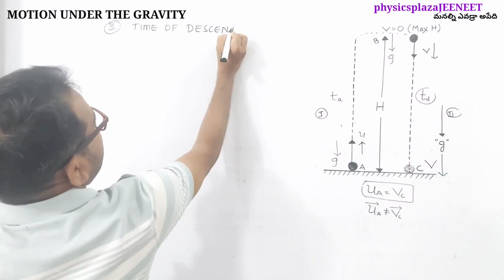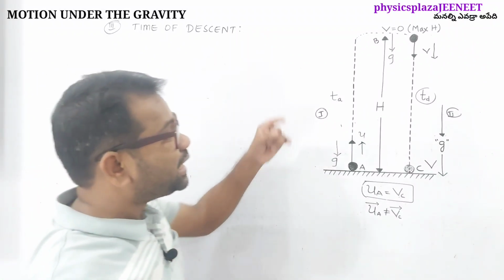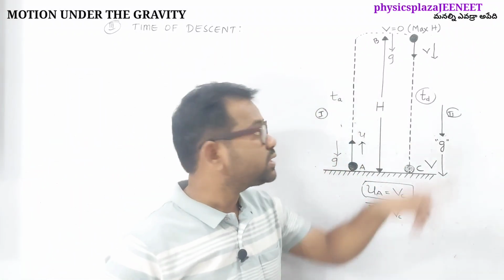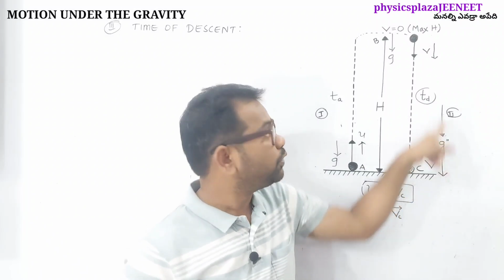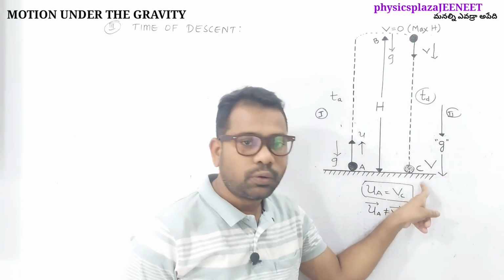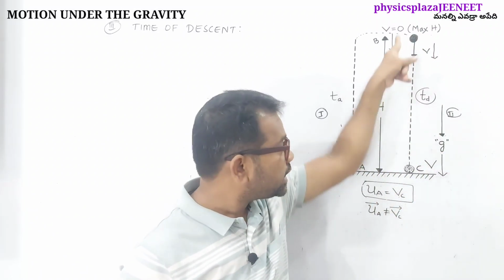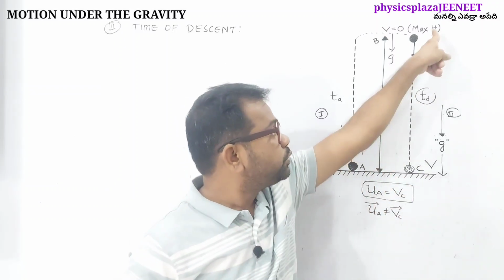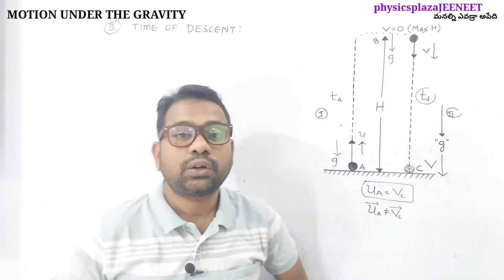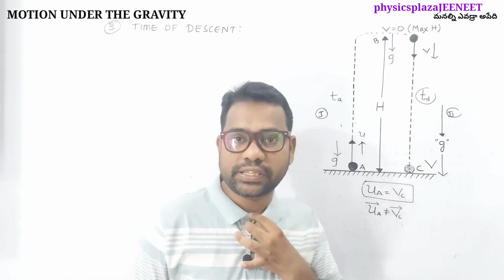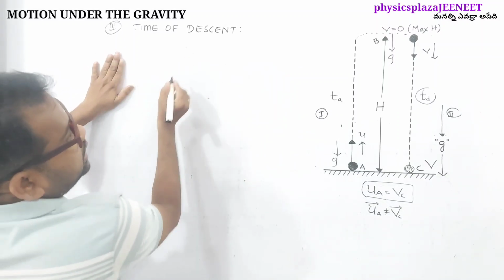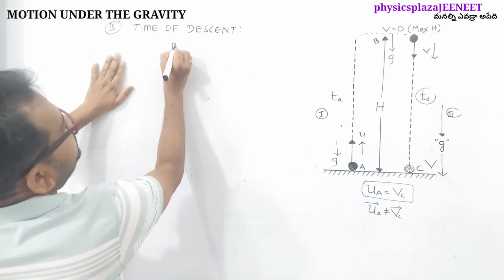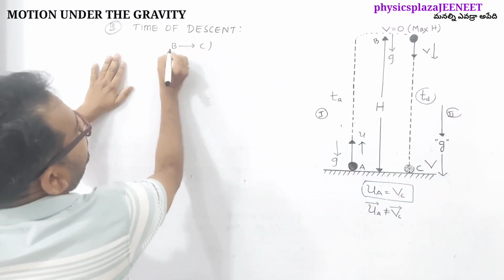So what is the time of descent, children? It is the time taken by an object to come back, the return journey. From maximum height back to the ground, to the point from where it was projected, it has to come back to that point only. During this journey, it takes time. That we call the time of descent. So time of descent means from where to where? It is the B to C journey.